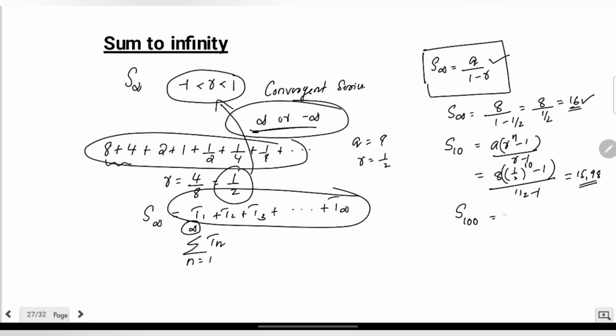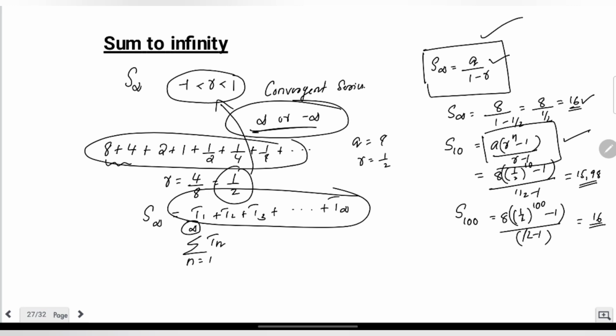Use the calculator. That is the same formula, (1/2)^100 minus 1, because you already know this formula for a geometric series from the previous video, isn't it? This is the only formula that we are using. You are adding a finite number of terms, so you use this formula, divided by 1/2 minus 1. When you use this, you will get the answer 16 on the dot.